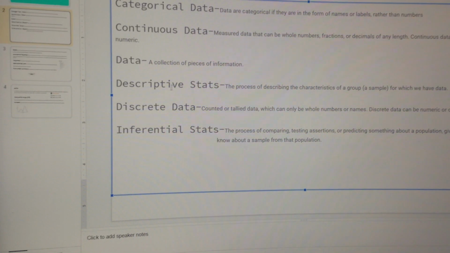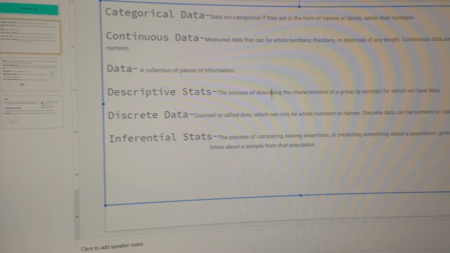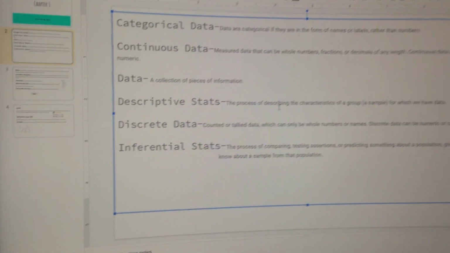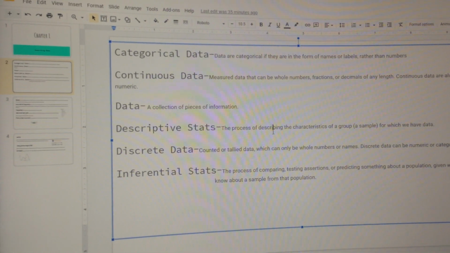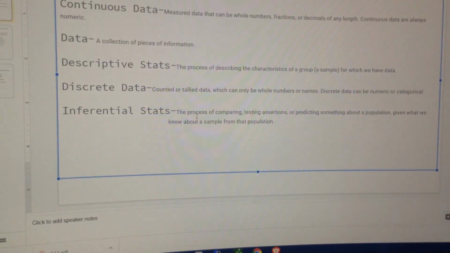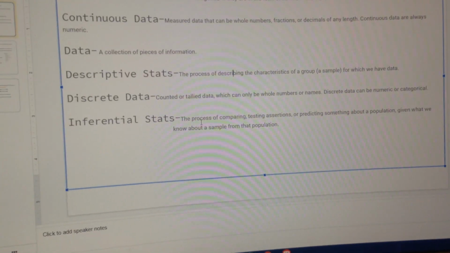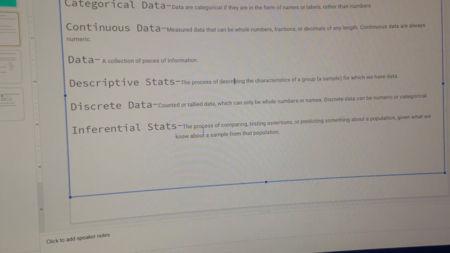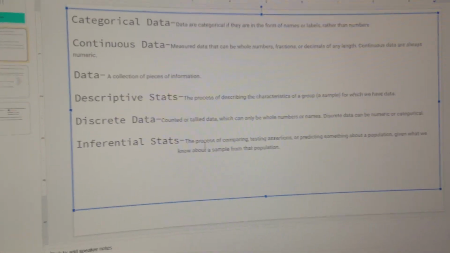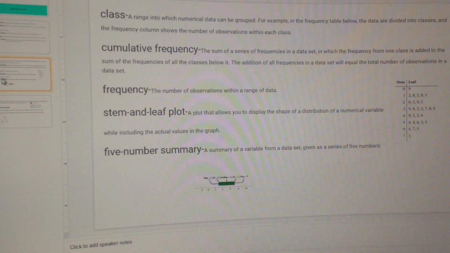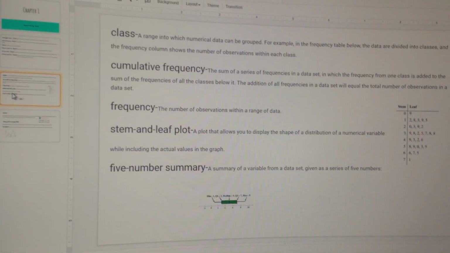That's pretty simple. Descriptive statistics is describing the characteristics of a group or set of data. Discrete data, which is the opposite of continuous data, is counted or tallied data, like the number of people, for example. Inferential statistics, and it's kind of just in the name, which helps me remember: infer. It's when you compare and test, and it helps you predict from what we know about a sample population.